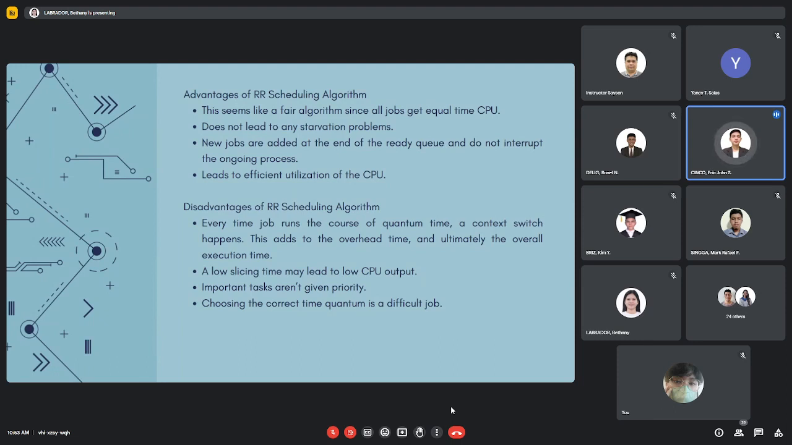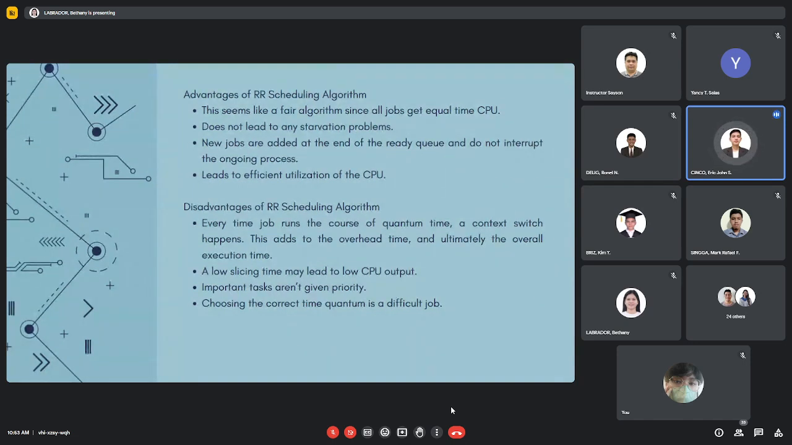So also there's a disadvantage of RR scheduling algorithms. Every time a job runs the course of its quantum time, a context switch happens. So this adds to the overhead time and ultimately the overall execution time. A low slicing time may lead to low CPU output. And next, important tasks aren't given opportunity.